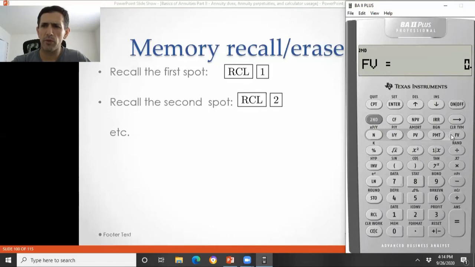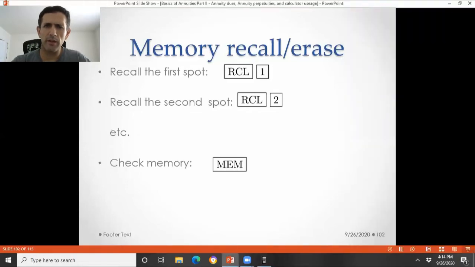Now, we do clear TVM to set everything back to 0. Let's check that everything is 0. Recall N, recall IY, etc., etc.